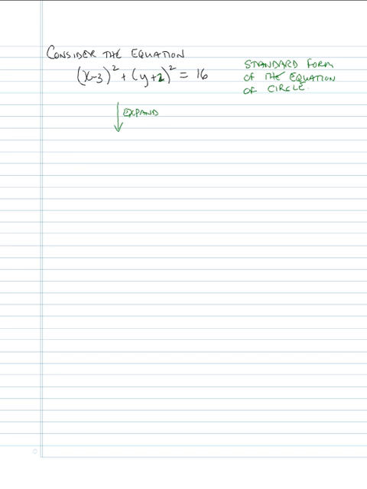So when we square x minus 3, we'll get x squared, and then you can verify this on your own. You'll get x squared minus 6x plus 9. So that's squaring x minus 3. And then we add to that squaring y plus 2. When we square y plus 2, we'll get y squared plus 4y plus 4. And of course, then we have equals 16.